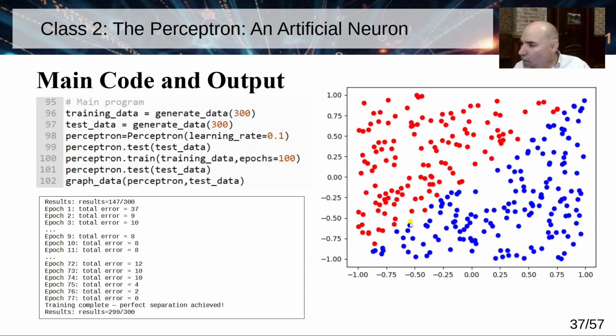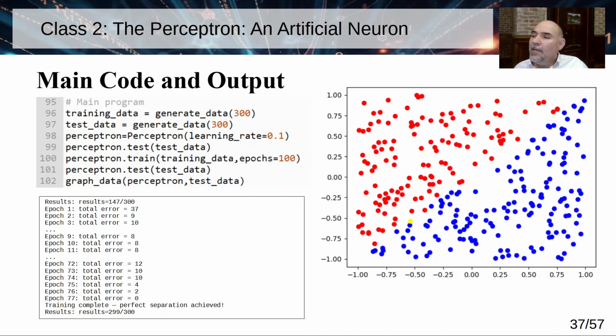That's probably right on the dividing line. It's so close to the dividing line that it couldn't quite figure that one out. It couldn't learn that one. But maybe with more training points, maybe with more epochs, it could learn to do that one right too.